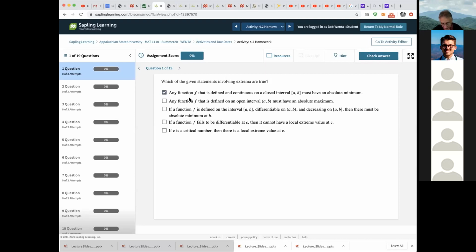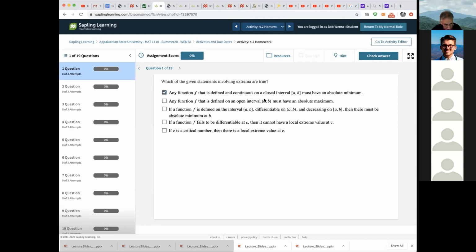The next question clarifies why they're asking. What about if it's on an open interval? Does it have an absolute max? Well, it's possible this function's increasing and it's up on the right end. It's got an open circle, so you're never gonna get there. So if it's an open interval, it does not necessarily have to have an absolute max. It's gotta be on a closed interval, there's a theorem that says you gotta have a max and gotta have a min. But on an open interval, you don't necessarily know it.